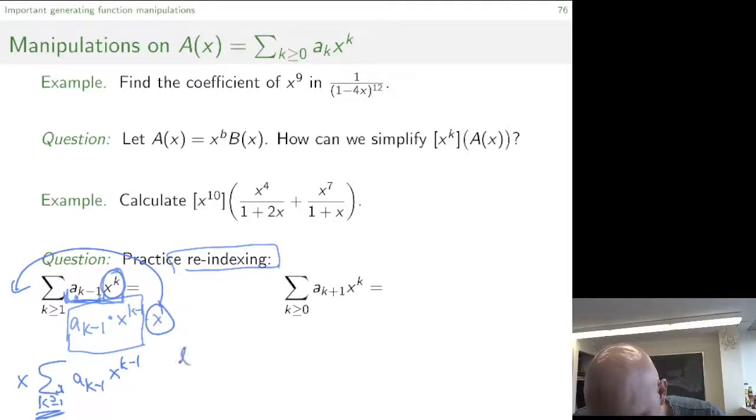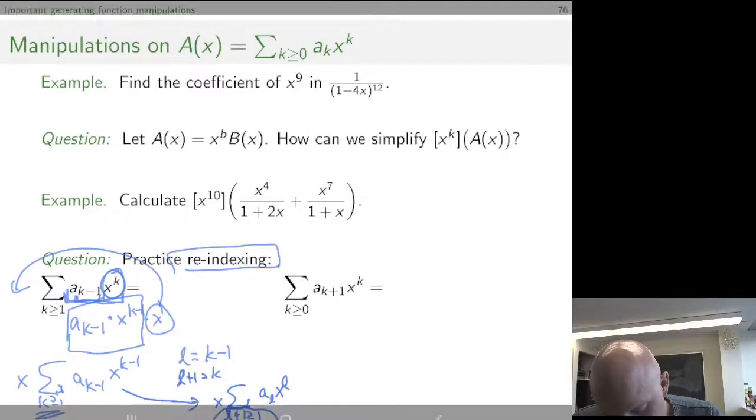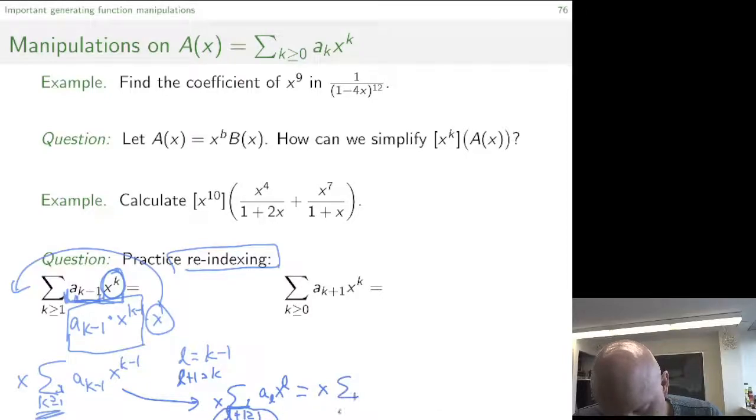Let L be equal to k minus 1, and then L plus 1 is equal to k. So if we're looking at this, we have x times the sum for L plus 1 greater than or equal to 1 of a sub L, x to the L. And L plus 1 greater than or equal to 1 is the same thing as the sum L greater than or equal to 0 of a_L x to the L. You could put this back as k if you feel more comfortable with k, but this sum is just the same thing as our generating function A of x. So this is x times A of x.